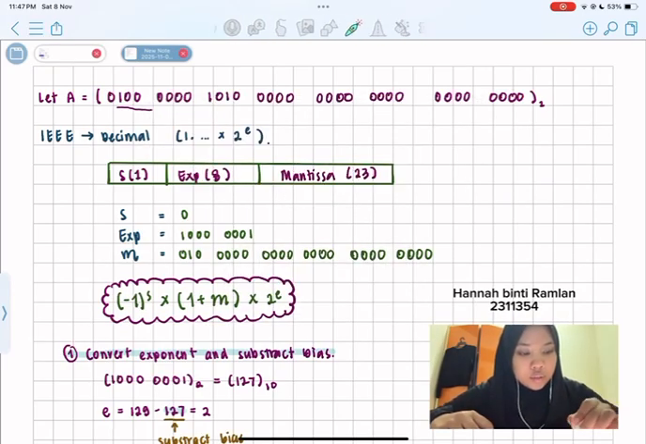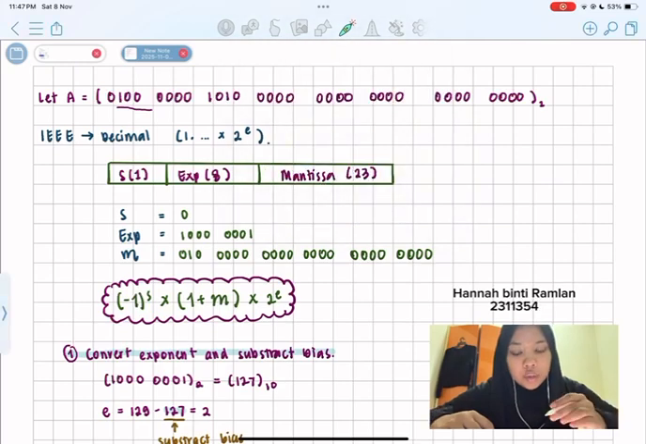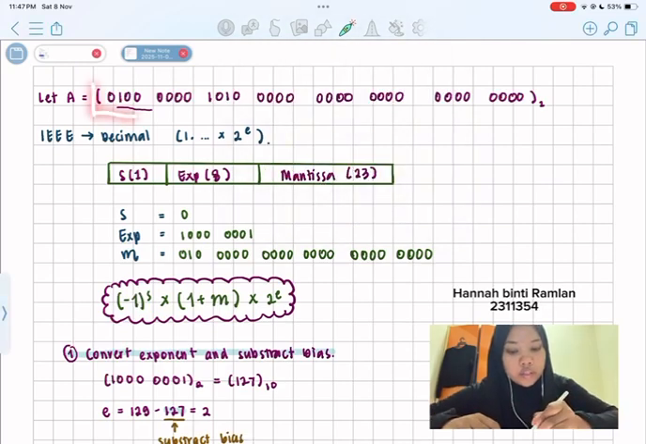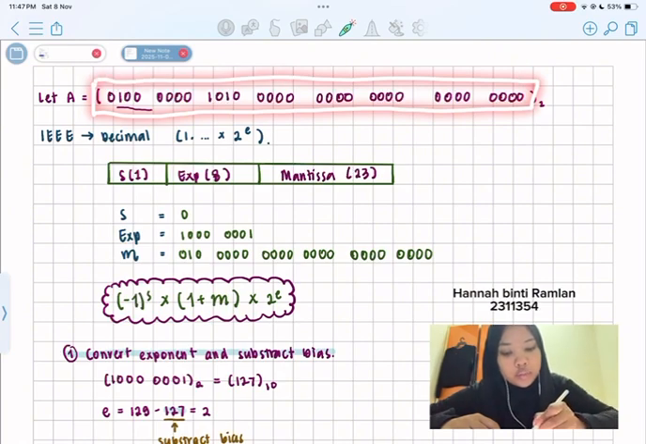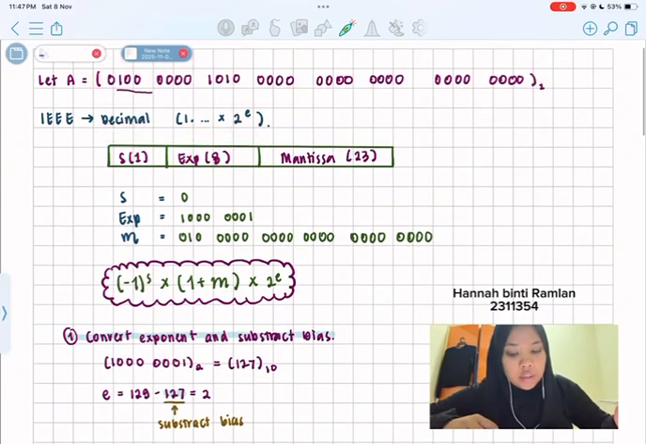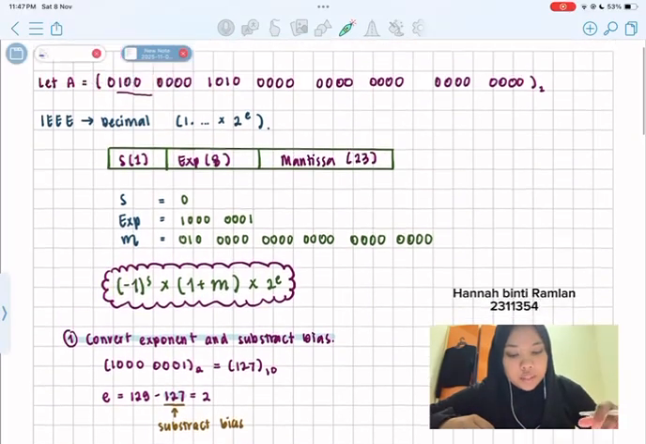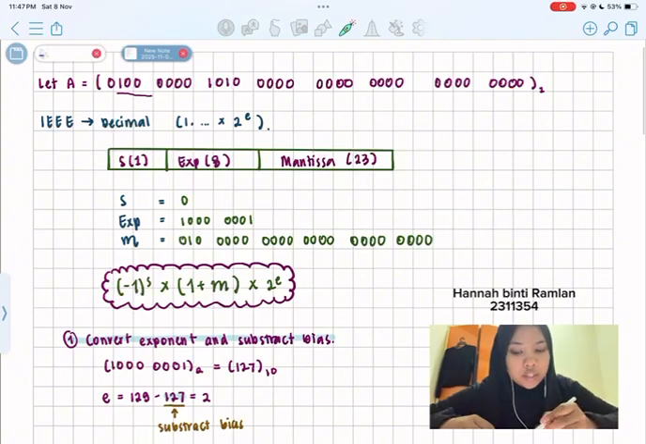Okay, so let's say here we have this 32-bit IEEE and we want to convert it into the decimal, which is 1 point something times 2 to the power of exponential. Okay, so the first step is you have to separate the 32 bits number into 3 parts, which is the sign bit, the exponential, and the mantissa.